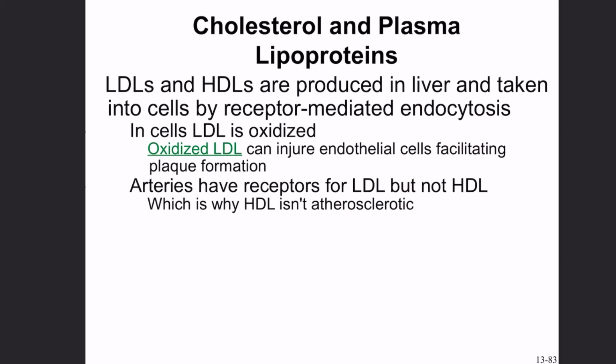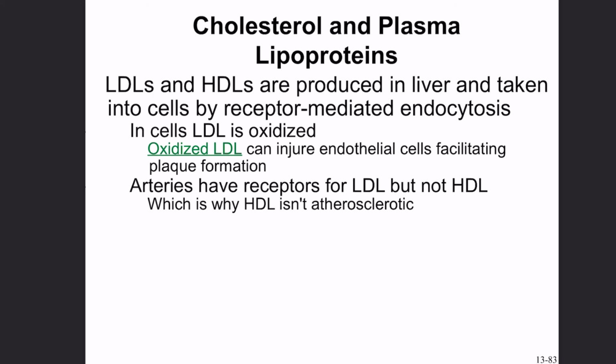So cholesterol can be impactful. There are actually two types of cholesterol: low density lipoproteins and high density lipoproteins, that are produced in the liver, but they can be taken into cells via receptor mediated endocytosis. In cells, low density lipoproteins can be oxidized, and that can injure endothelial cells, which can cause this plaque formation. Arteries have receptors for low density lipoproteins, and that is why low density lipoproteins can cause atherosclerosis, but high density lipoproteins do not.